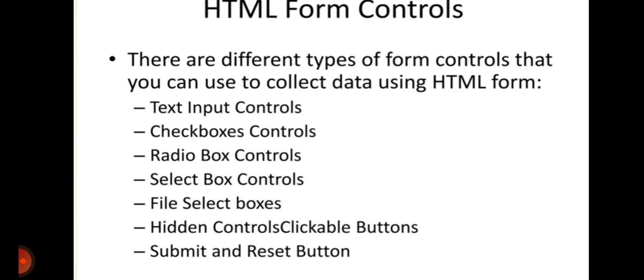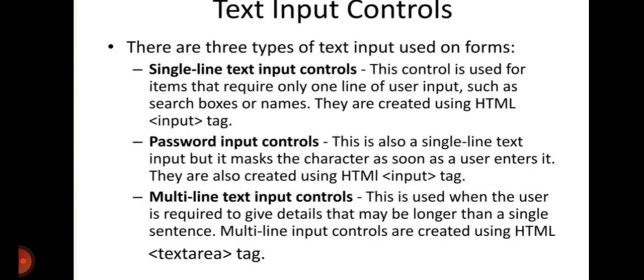HTML form controls. There are different types of form controls that you can use to collect data using an HTML form: text input controls, checkbox controls, radio box controls, select box controls, file select boxes, hidden controls, clickable buttons, submit and reset button.